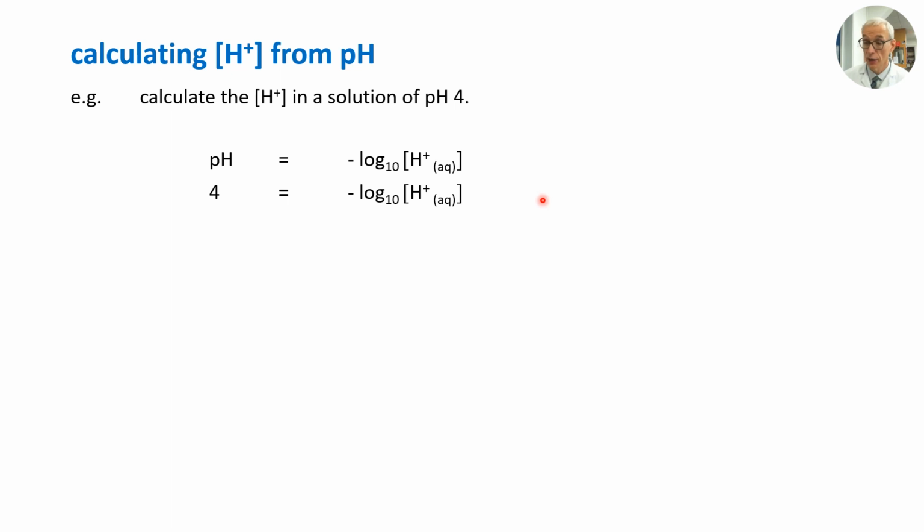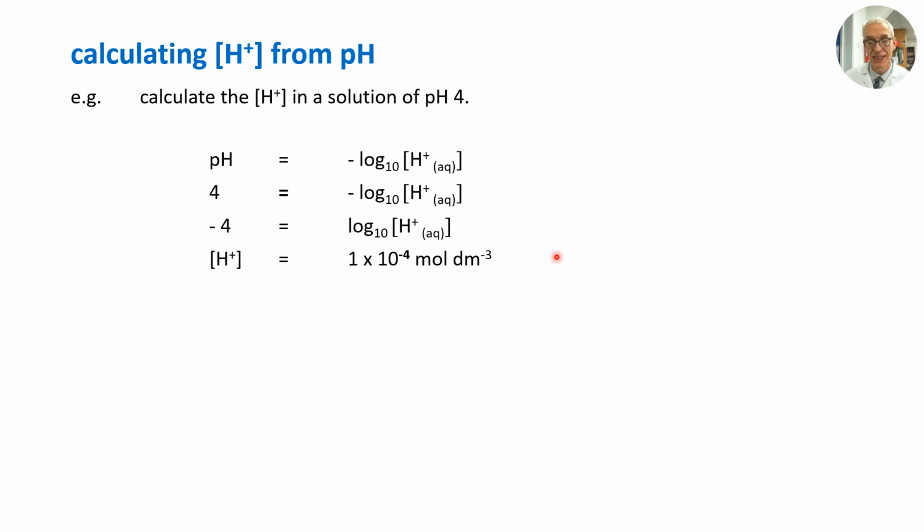Now I'm going to take you through stepwise. You can't fail method. Move the negative sign over to the left hand side, so -4 is equal to log 10 of the concentration of hydrogen ions. And using your calculator, press shift, then log and enter -4. That will come out as a value of 1 times 10 to the -4. That is the concentration of hydrogen ions.